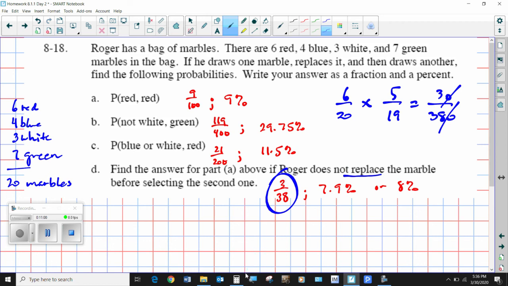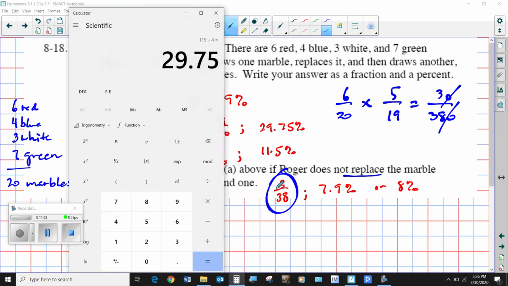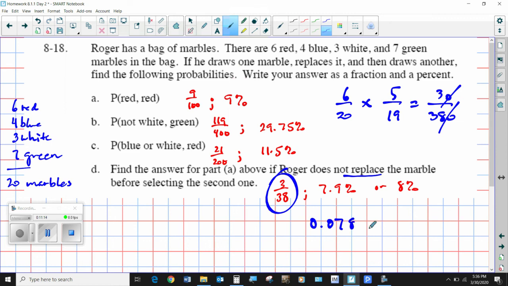And then to change that to its percent, I'm just going to go ahead and do the division. 3 divided by 38 is 0.078, blah, blah, blah. And now if we want to change that to a percent, that's going to be like 0.08. And 8 hundredths literally means 8%. So 7.9 to 8%, somewhere in there, is going to be the percent chance of getting 2 reds in a row when you take the first red out and you don't replace it. So I think that's it for our homework.